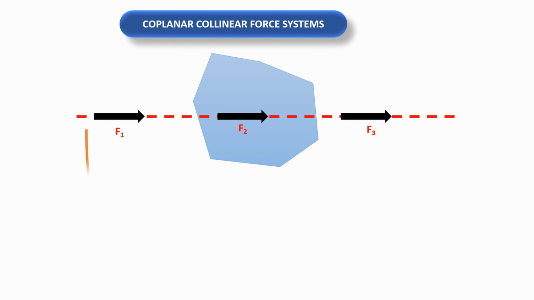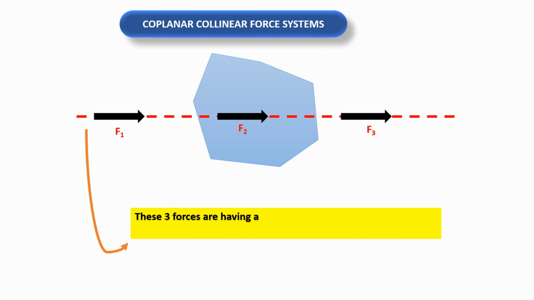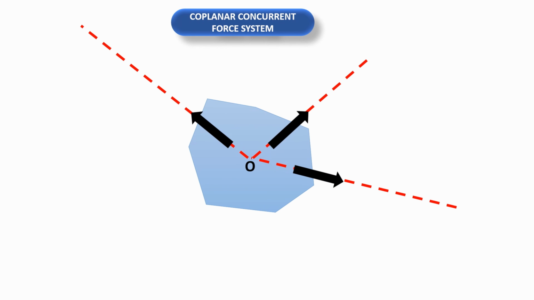In coplanar collinear force systems, these three forces have a common line of action and are in the same plane, as shown here. In a coplanar concurrent force system, all the forces are in the same plane and they intersect at a common point O.